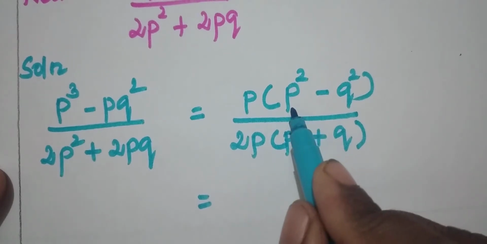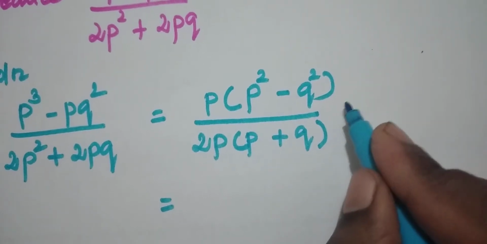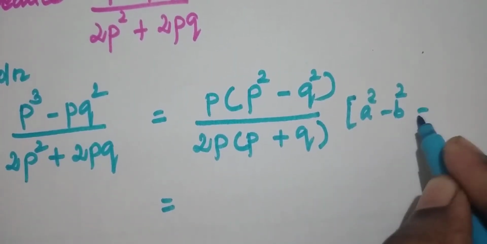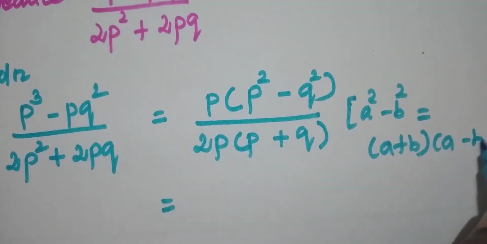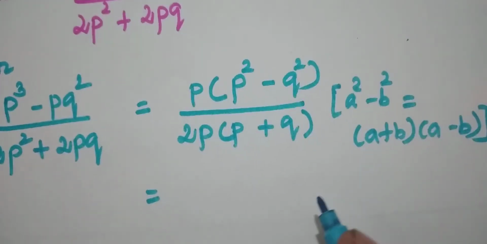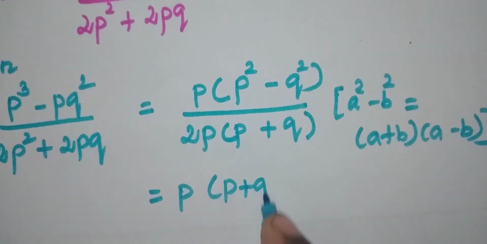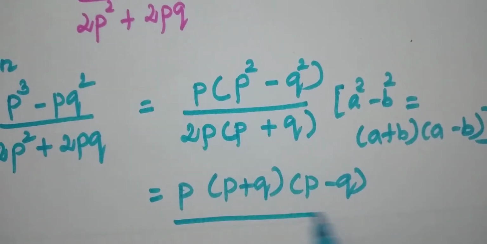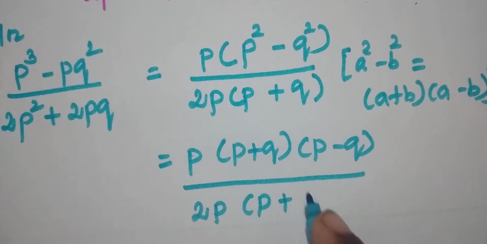So what's the value of p square minus q square? Yes, this is based on the formula a square minus b square is equal to a plus b into a minus b. Similarly, we can write p square minus q square as p plus q into p minus q divided by 2p into p plus q.